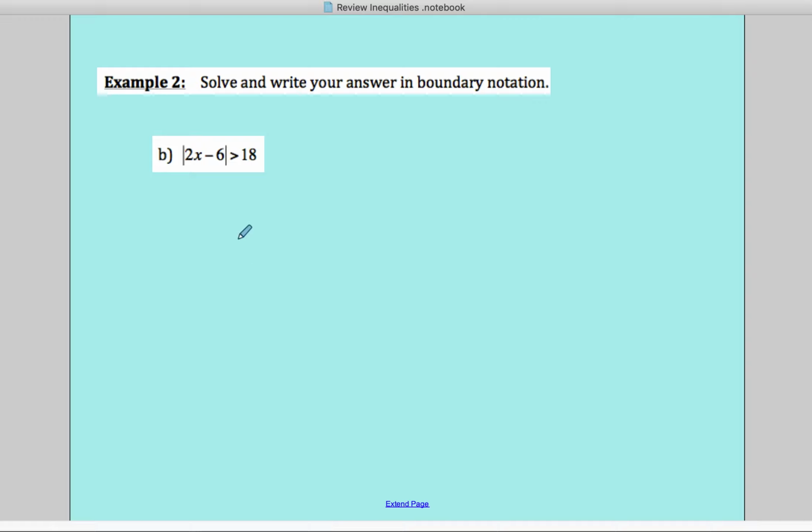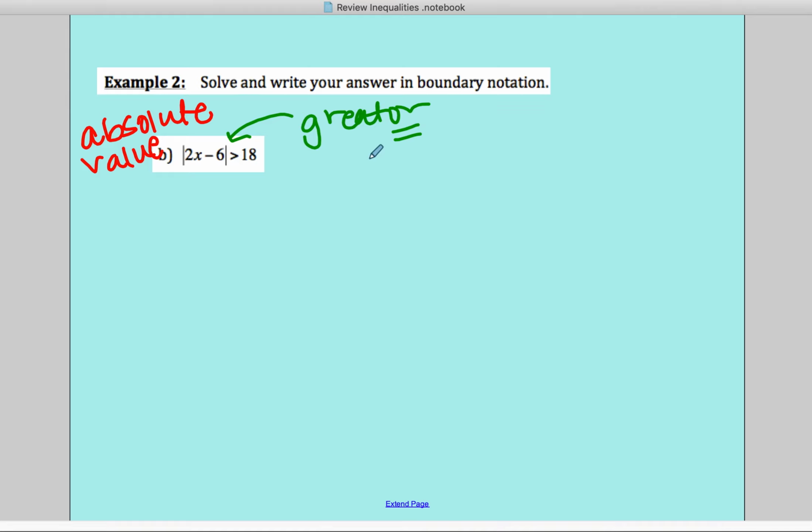The other example we're going to go ahead and look at in this video is the absolute value. How many answers are there with an absolute value? Do you remember from last year? There are 2. But yes, here's our good old absolute value. And if I read this, this is a greater than sign. Greater. So it's an or statement.